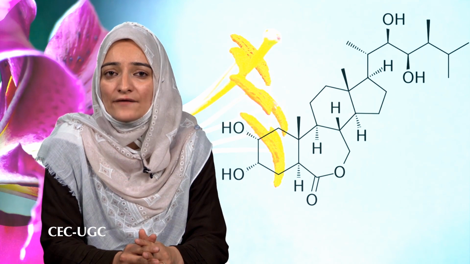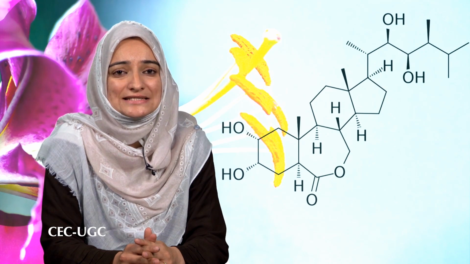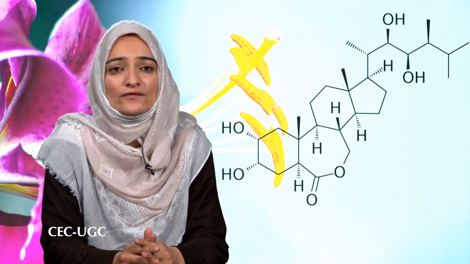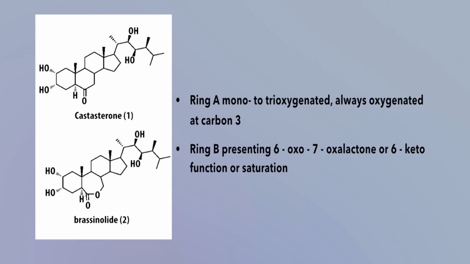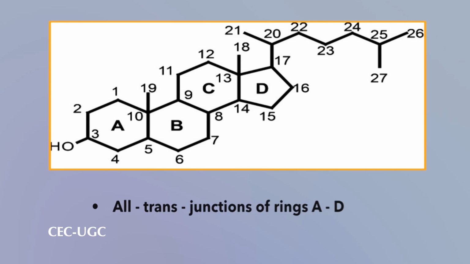Brassinosteroids can be derived from the 5-alpha cholesterol carbon skeleton bearing the following structural characteristics. First, ring A mono- to trioxygenated, always oxygenated at carbon 3. Second, ring B presenting a 6-oxo, 7-oxalactone or a 6-keto function, or saturation. Third, all trans junctions of rings A to D.